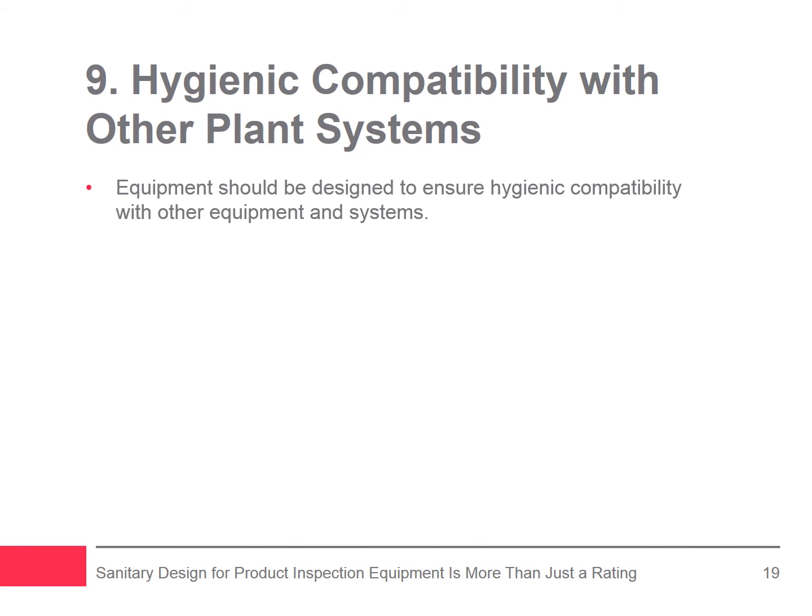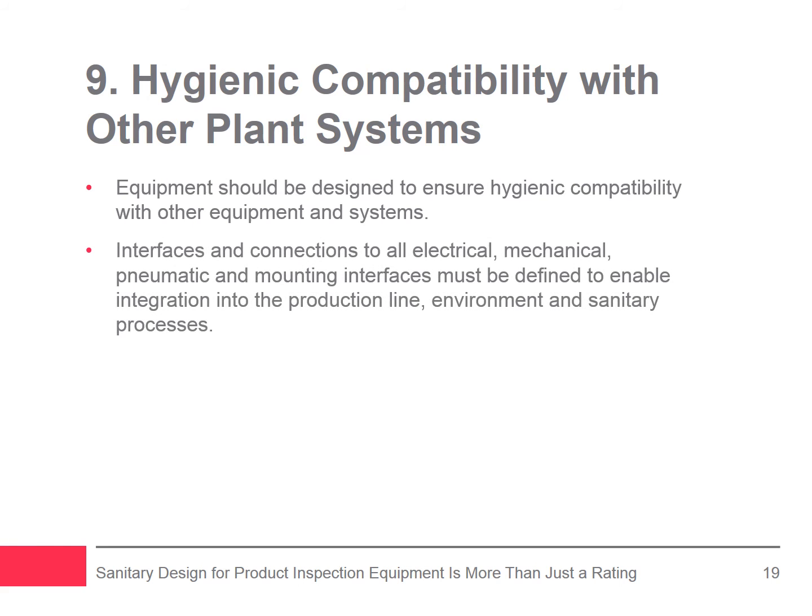Where special plant conditions and sanitation requirements are known in advance, it's possible to introduce certain design features to ensure hygienic compatibility with other equipment and systems, such as electrical, hydraulics, steam, air, and water. Equipment interfaces and connections to all electrical, mechanical, pneumatic, and mounting interfaces need to be defined to enable integration into the production line, environment, and sanitary processes.